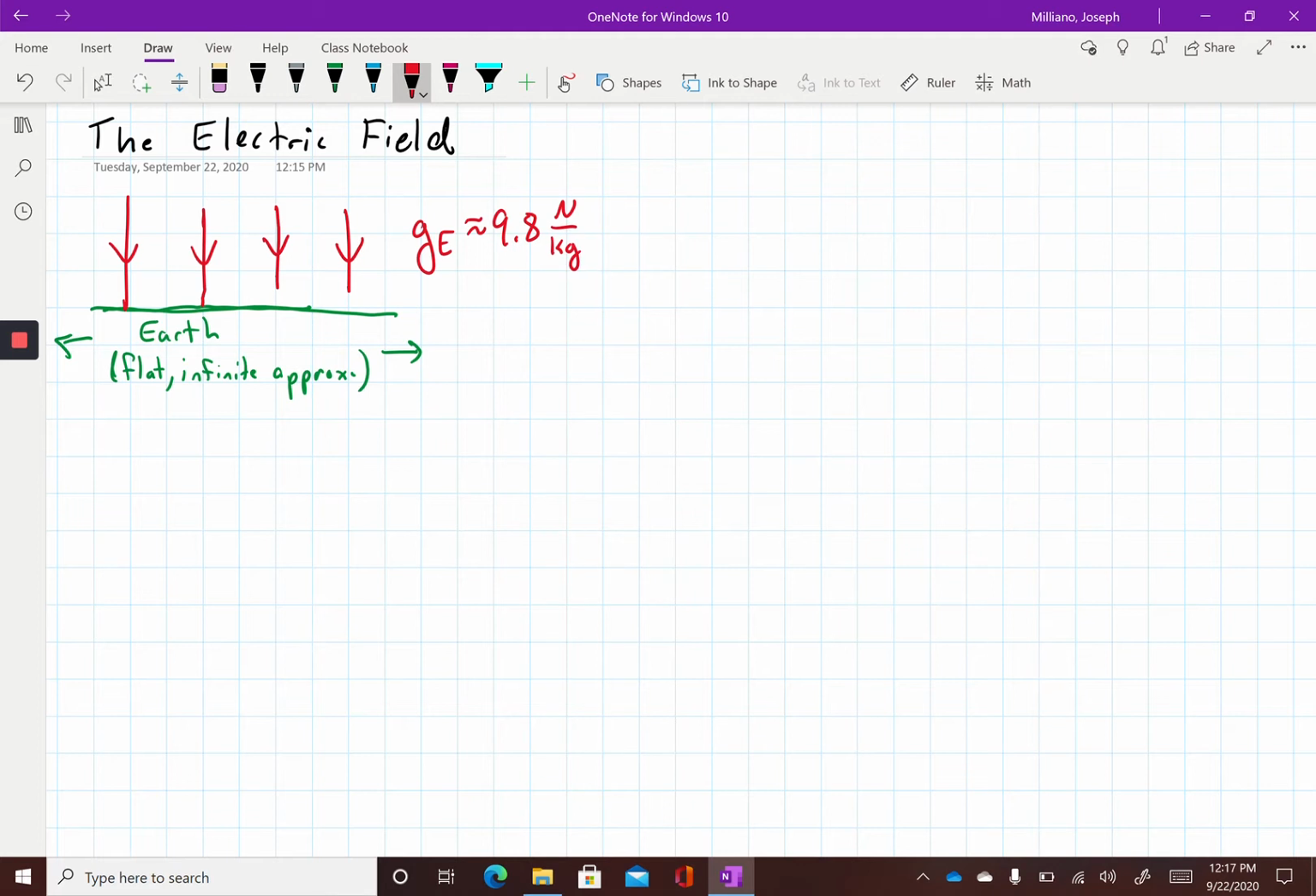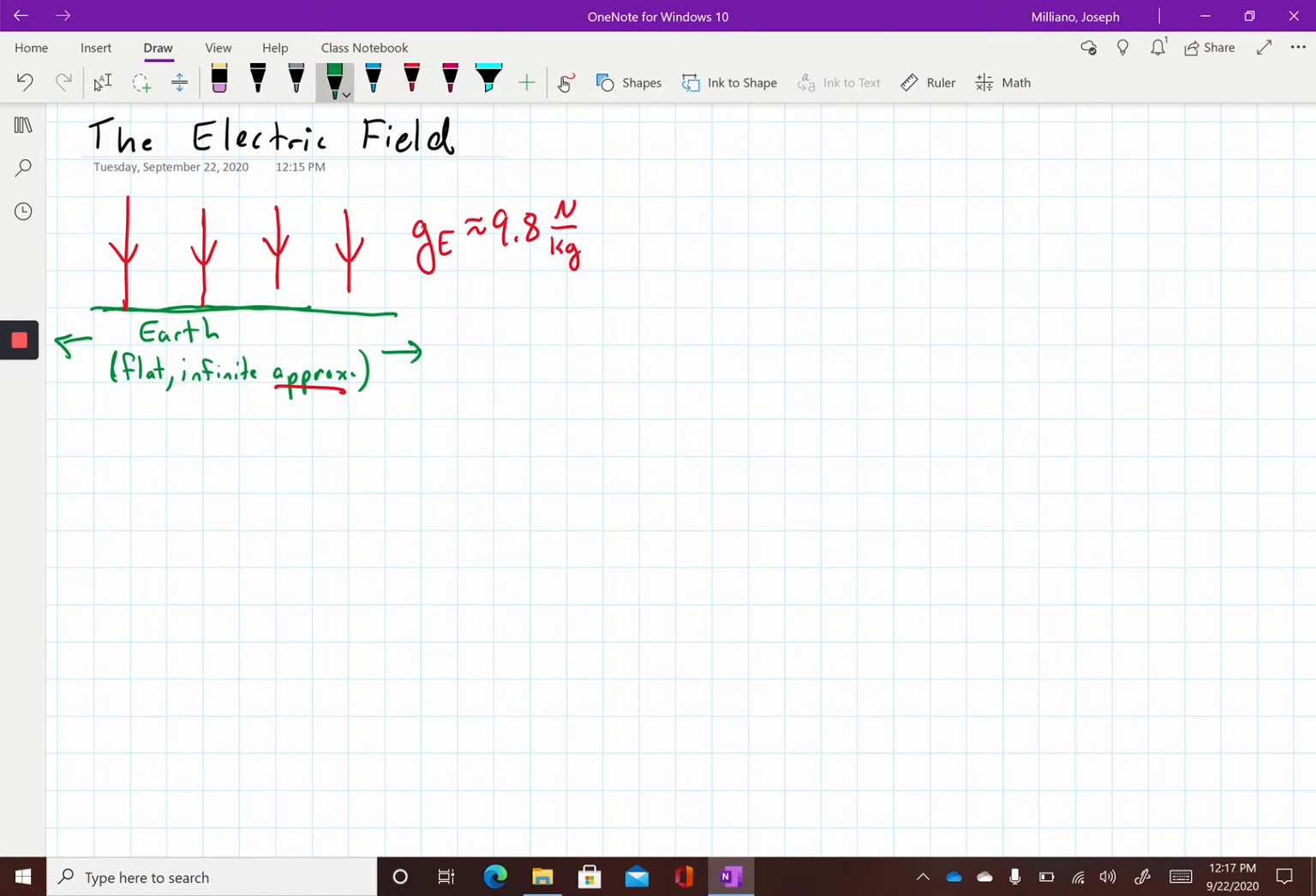I do need to emphasize that this is an approximation. The Earth is not actually flat, but because we are small relative to the radius of the Earth, we can approximate it as going infinitely in the left-right directions, and being approximately flat for our purposes. So the g field looks like this.